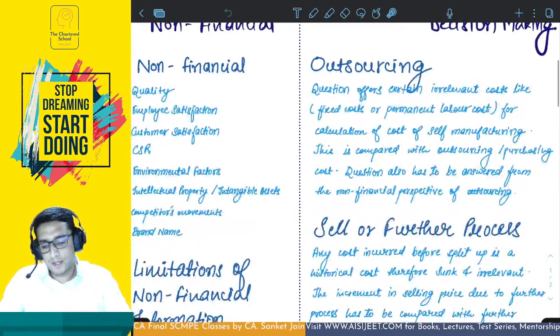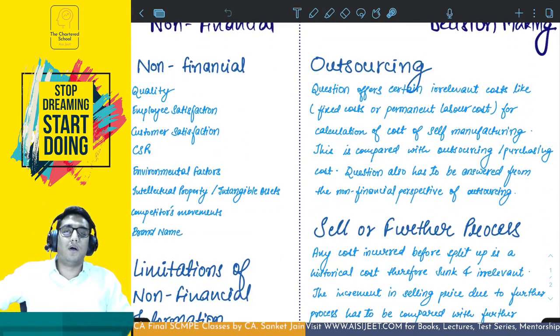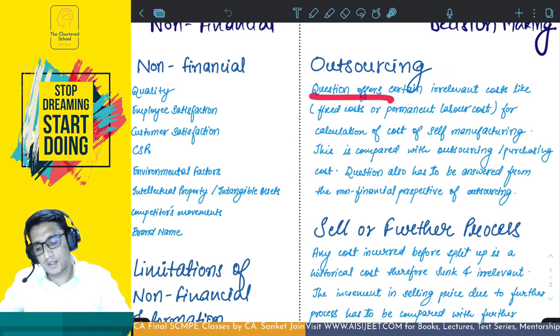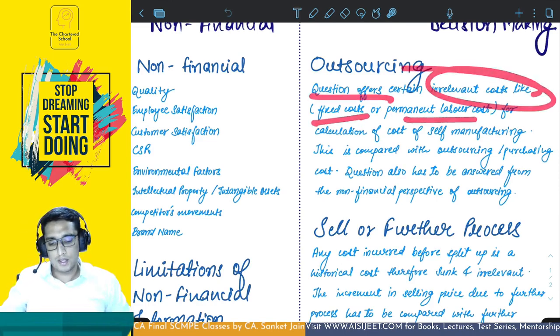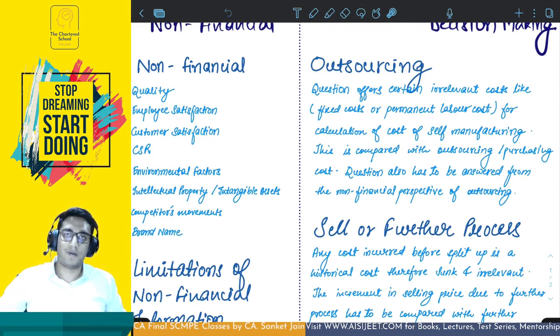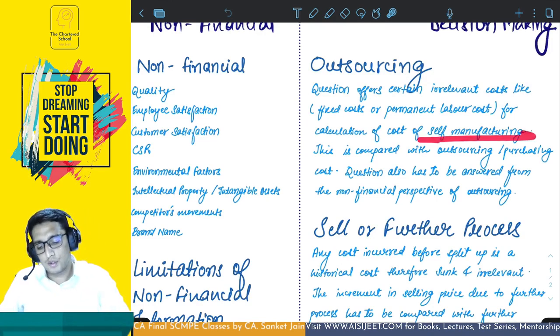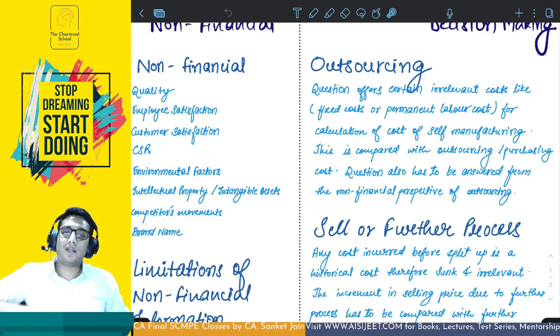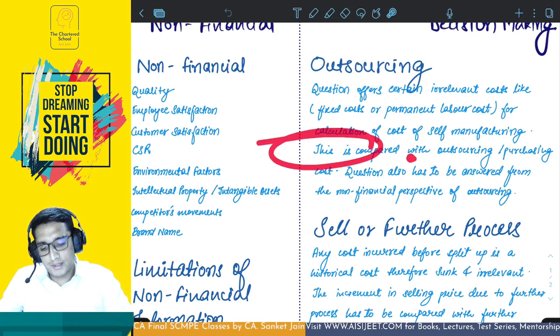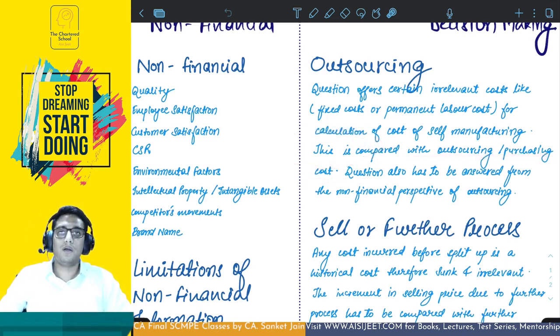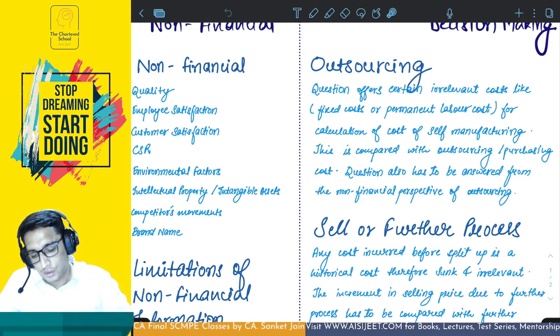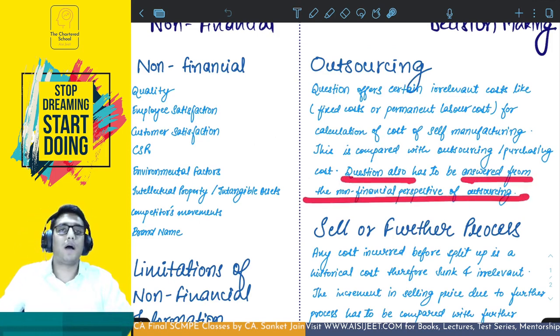Now, under short-run decision making, our first topic was outsourcing. You have to decide if you want to outsource or not. So the question will offer you certain irrelevant costs like fixed cost, permanent labor cost, etc. for calculation of the cost of self-manufacturing. If you self-manufacture, you would have to calculate the cost. There will be certain irrelevant costs, and these have to be ignored. Only the relevant costs have to be taken. Now that is compared with the outsourcing or the purchasing cost. Remember very carefully that every time you answer or calculate something for an outsourcing decision, always write the non-financial aspect also. So the question also has to be answered from the non-financial perspective of outsourcing.